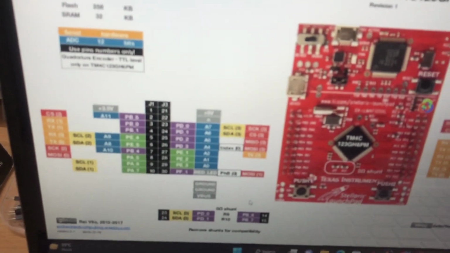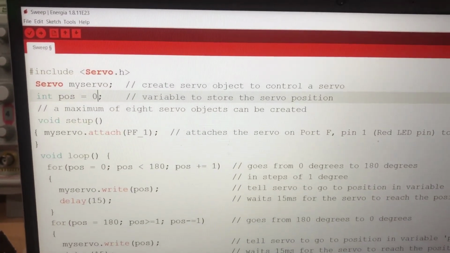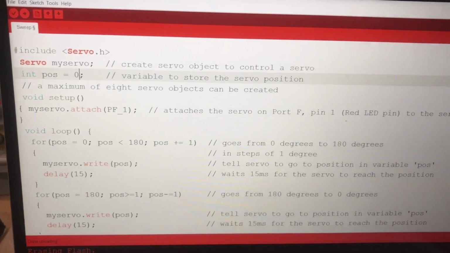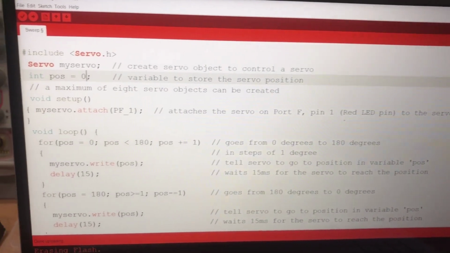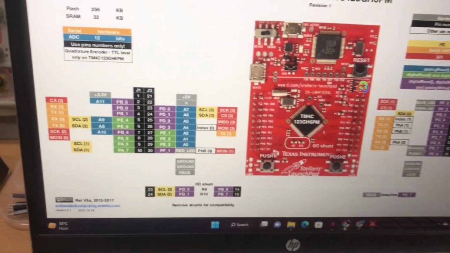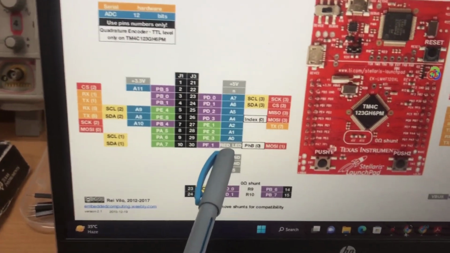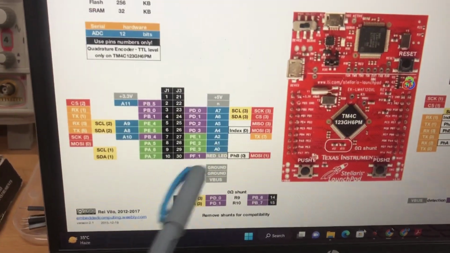So now if we go to the laptop screen, there is an Energia tool, as we all know, to work with TIVA microcontroller. There is a tool directly from Texas Instruments, which is the Energia tool. From this Energia tool, we are able to look at the pin diagram. So in this website, you are able to see the pin diagram. Here you can see the red LED. So we are able to see the brightness changing on the red LED.